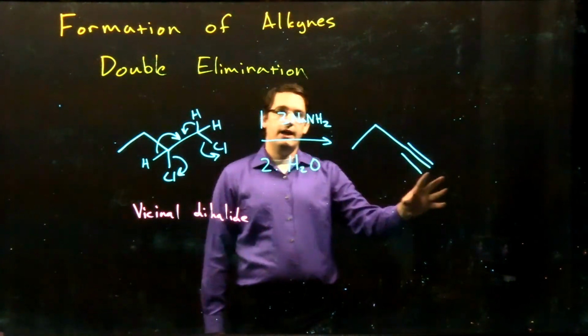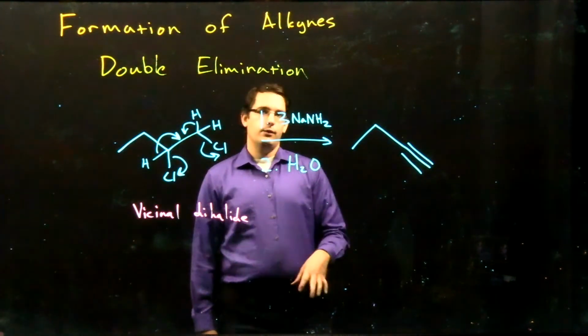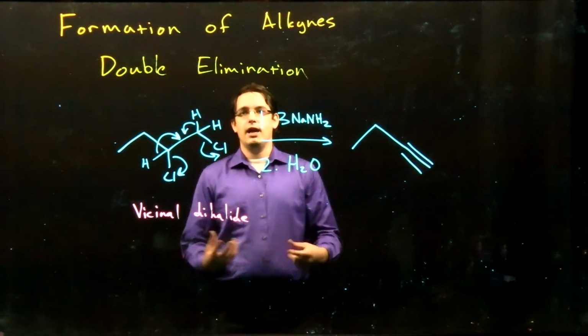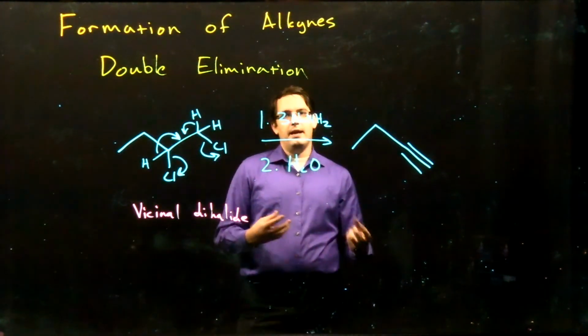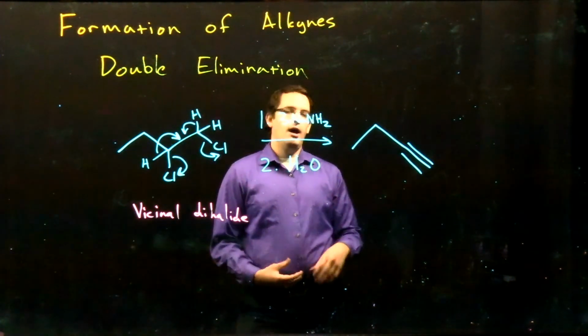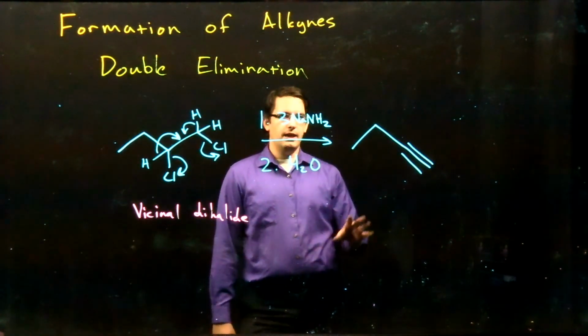Again, of course, this alkyne can be expanded using our alkylation reaction, so we could essentially use this to create any alkyne that we want. So this is one of the most flexible ways to make alkynes in the lab. It allows us to make a wide range of different alkyne-containing compounds.